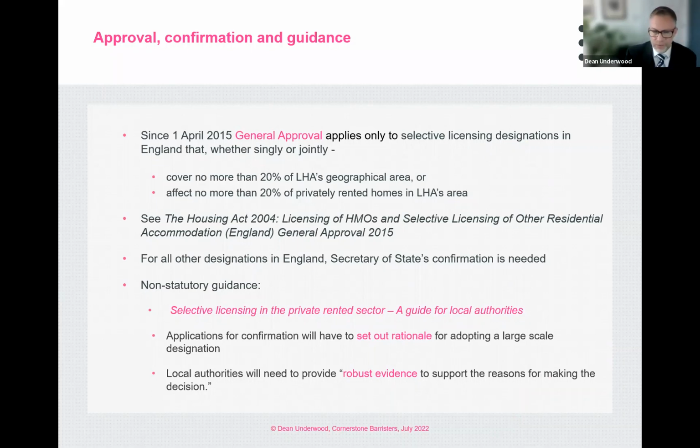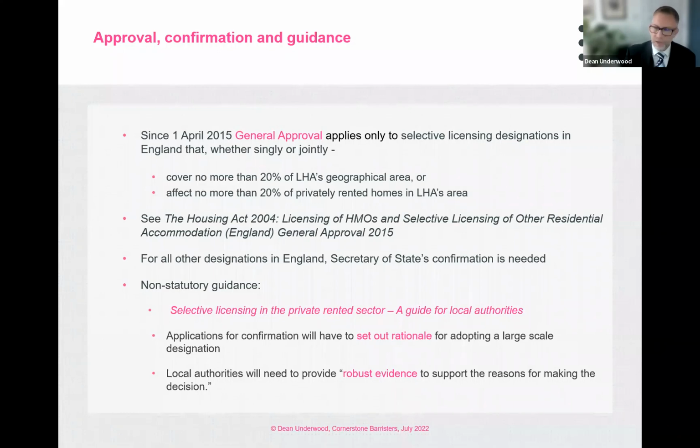Two critical points to take from that guidance, which is that applications for confirmation will have to set out very clearly their rationale for adopting a large-scale designation. The general inclination of the ministry has been since 2015 to look with caution on any large-scale designation, and so the ministry will usually require not just a very cogent rationale and reasoning for it, but also, as indicated on the last point on the slide, really robust evidence to support the reasons for making the decision.